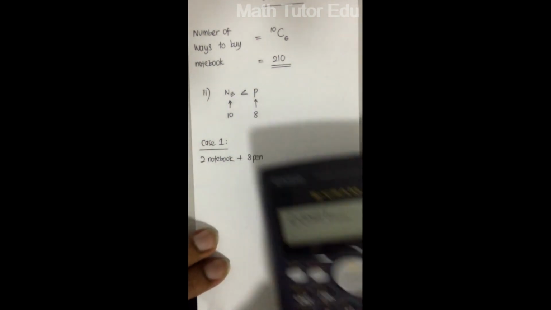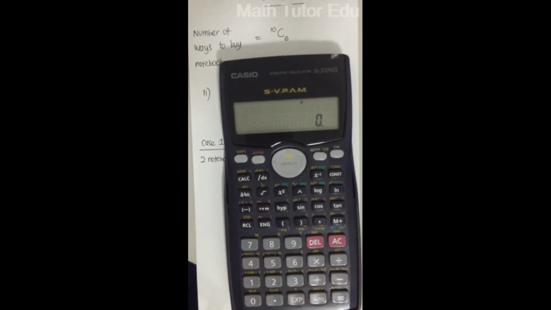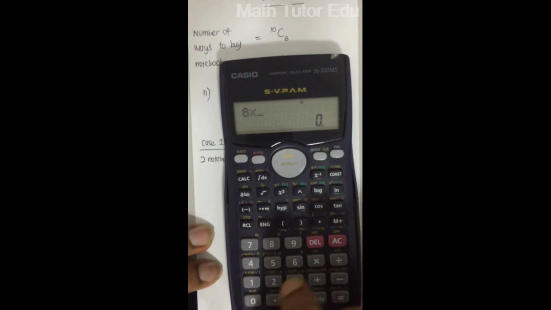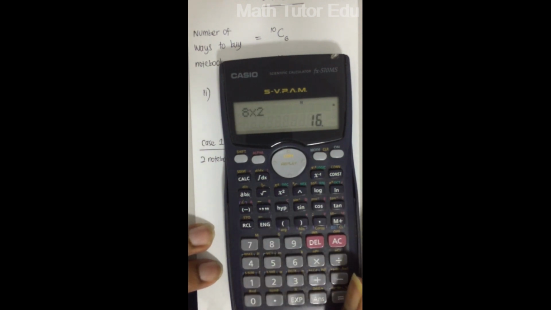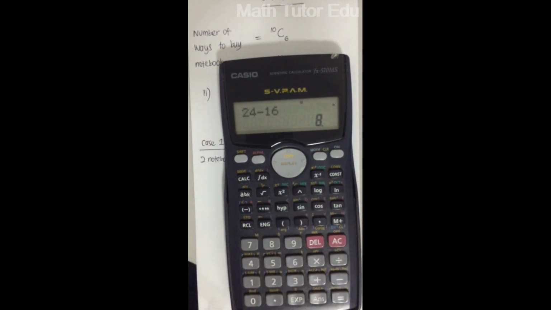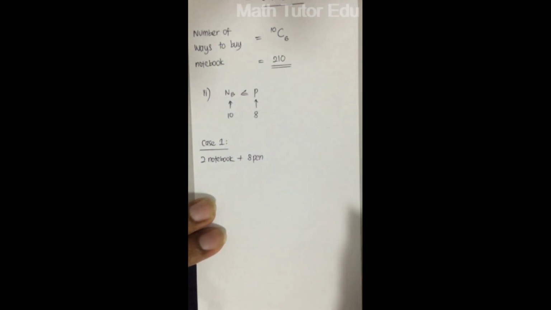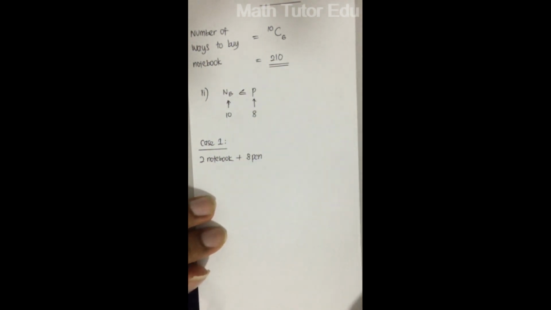So that's how I come up with the combination of 2 notebooks plus 8 pens. Let me show you one more time, guys. You start with one item. In this case, I recommend you try with the pen. So 8 times 2 is 16. Your total budget is 24, so 24 minus 16, you are left with 8 ringgit. And remember, the price of 1 notebook is 4 ringgit, so 8 divided by 4, you get 2. So that's how I get the combination of 2 notebooks plus 8 pens.